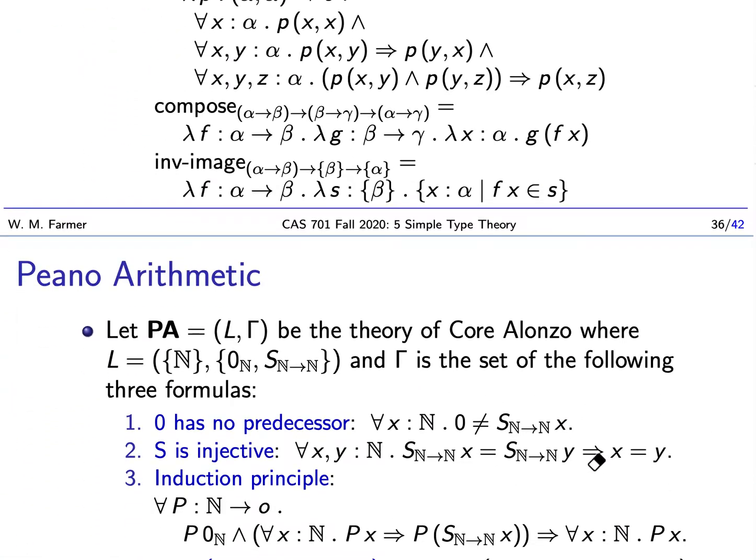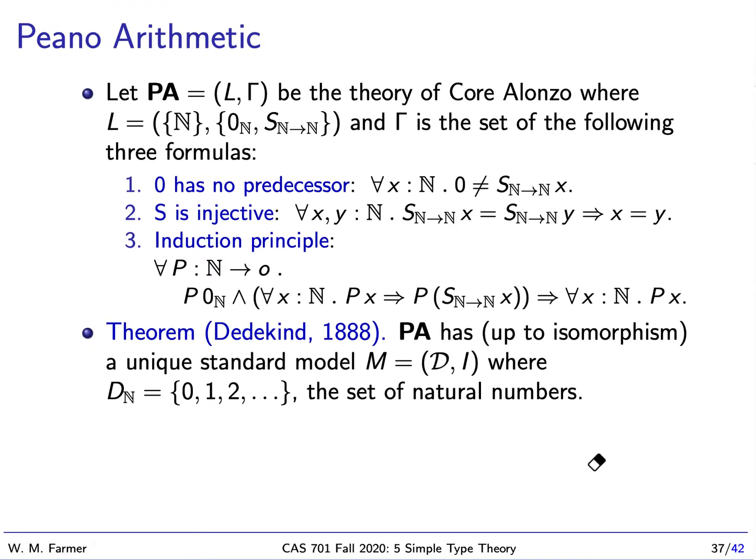Okay, now I want to go to a theory that we've talked about, the theory of Peano arithmetic. So this is Peano's original theory, which we can't express in first-order logic, but we can very easily express it in core Alonzo. In this theory, we have a language that has one base type, which I'll call blackboard N, and two constants, 0 and a successor. They have the appropriate types. And then we have the normal Peano axioms. 0 has no predecessor, which we write like this on the right.